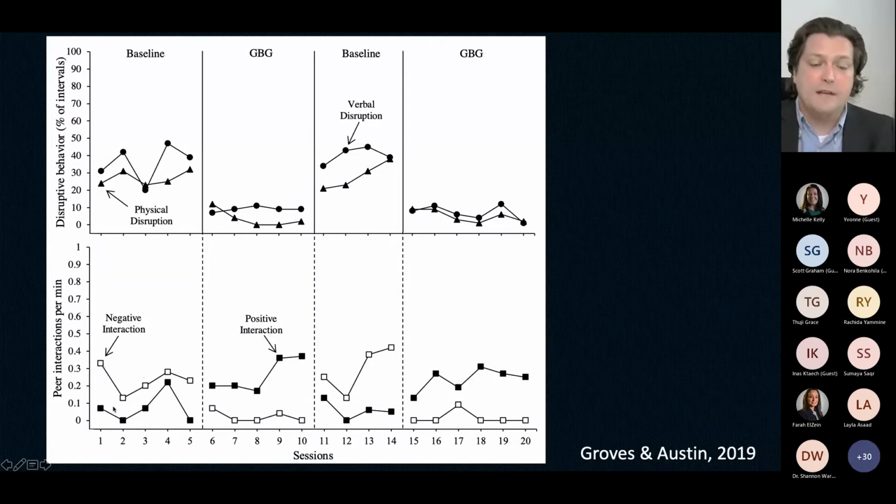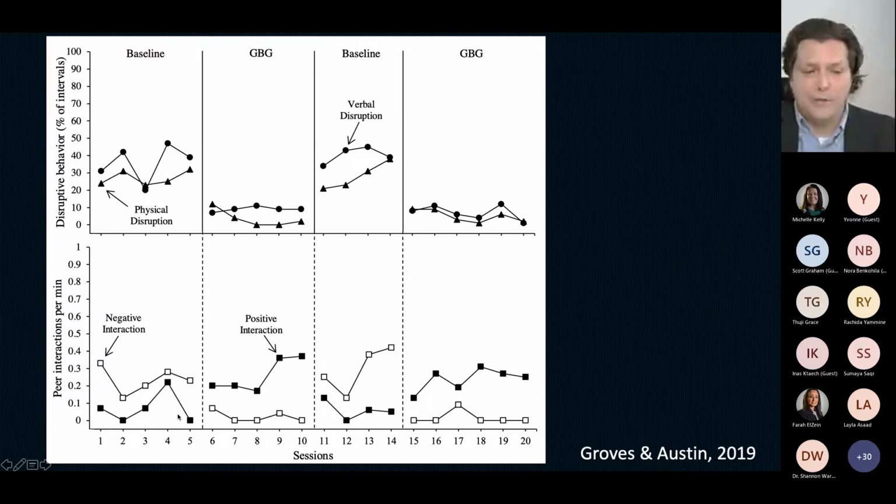So they looked at negative interactions where a peer may say something mean or unkind to another peer versus encouraging statements or kind statements. And so here is the baseline. This panel here and this panel over here. Our baseline where the teacher was just conducting class as they normally would. And then when the good behavior game went into effect, you see immediate reductions in both types of disruption.